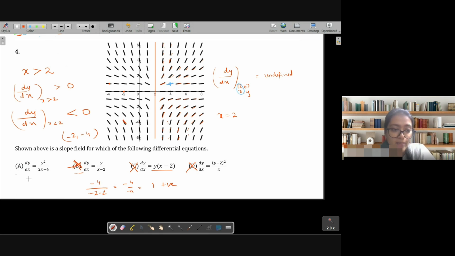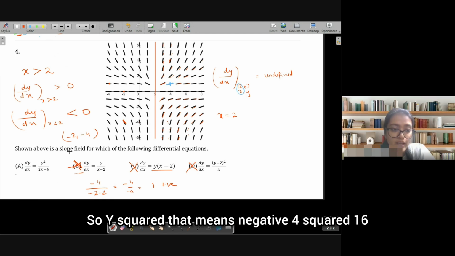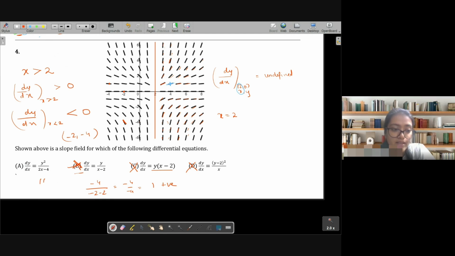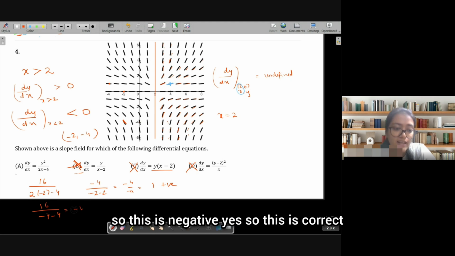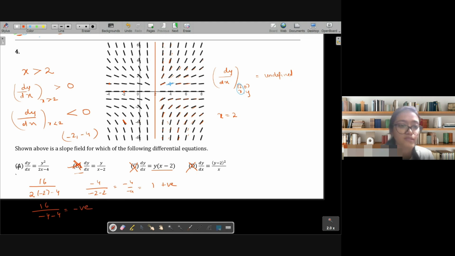Let's just check A. Okay. So y square, that means negative 4 square, 16 over 2 times negative 2 minus 4. 2 times negative 2 is minus 4, minus 4. So this is negative. Yes, so this is correct.